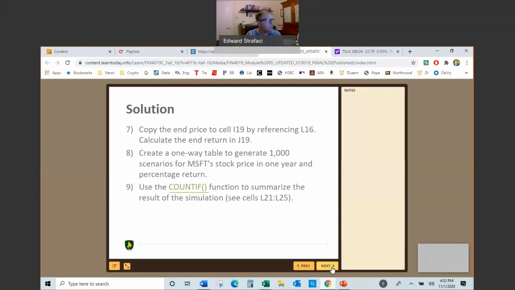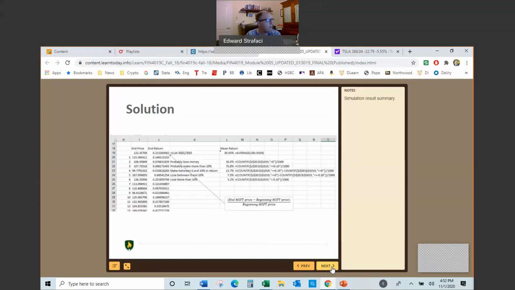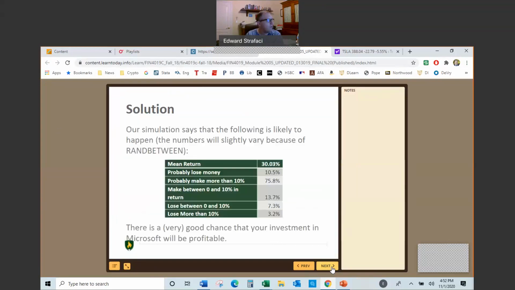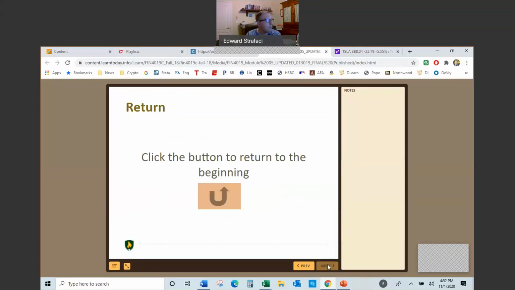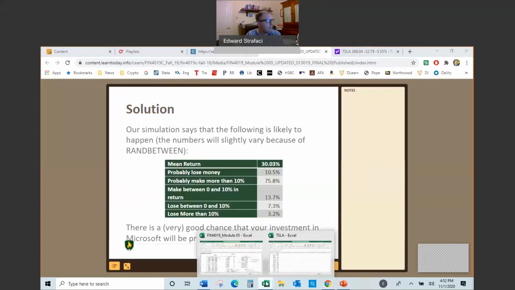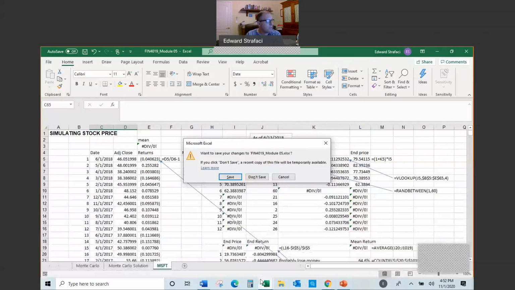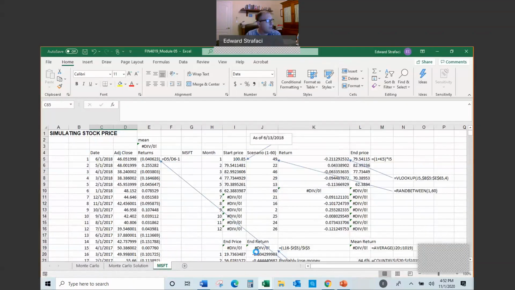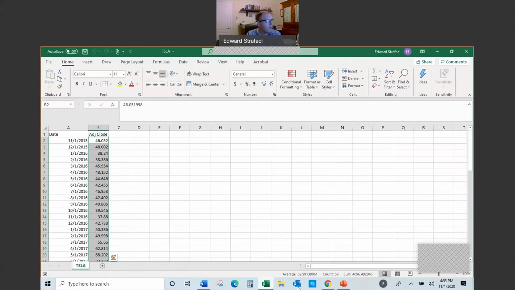And we'll generate those numbers and copy the end price. So you could do this. Use the COUNTIF to summarize the results, and then you'll get your return. You'll get a mean return, and you'll get those probabilities whether you can make or lose money. So let's go back for a minute, since I did not like, I tried to give you an example test. So like I said, I'll give it a shot another day, but let's go back to our numbers.